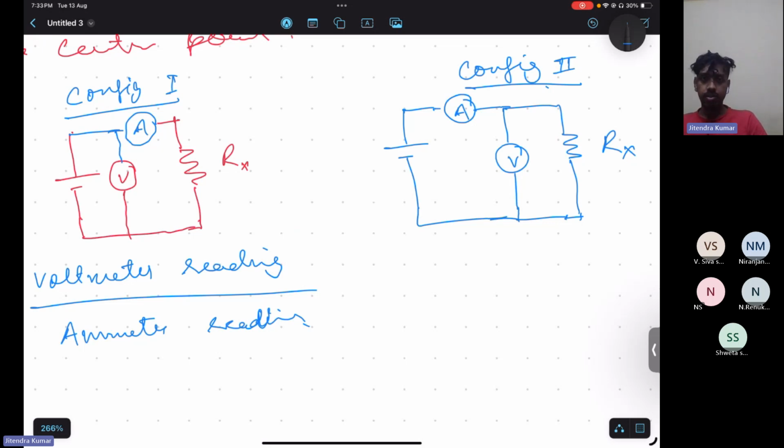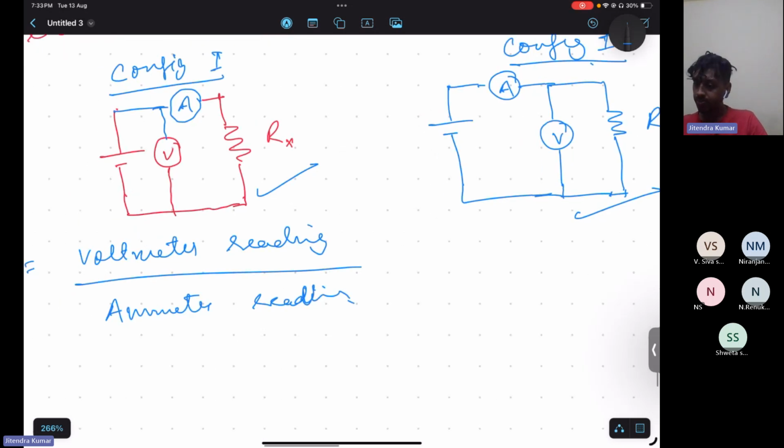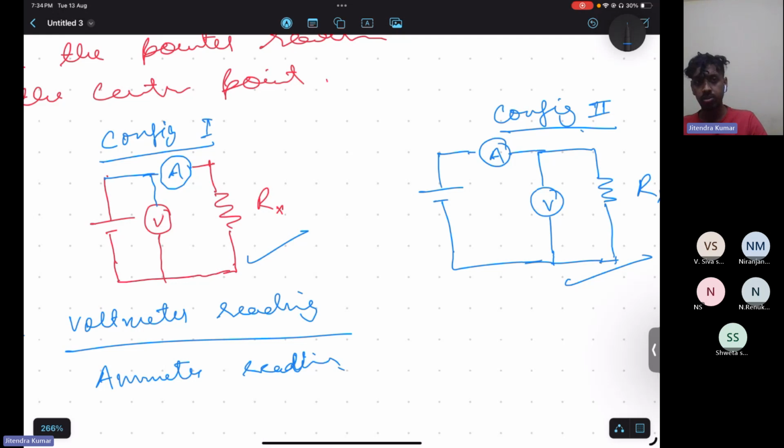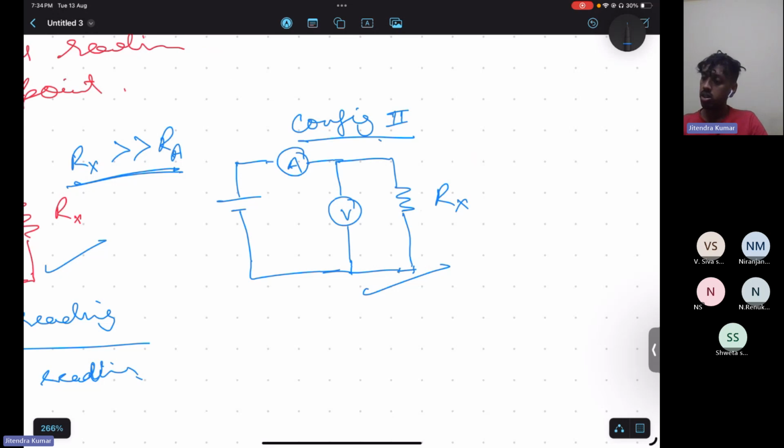So there are conditions, and there are reasons behind the selection of the circuit, when to go with configuration 1 and when to go with configuration 2. So I'm writing it. Configuration 1 is suitable when Rx is much higher than the ammeter resistance. And configuration 2 is suitable when Rx is much less than the voltmeter resistance. So these are the two conditions based on which we select the configuration.